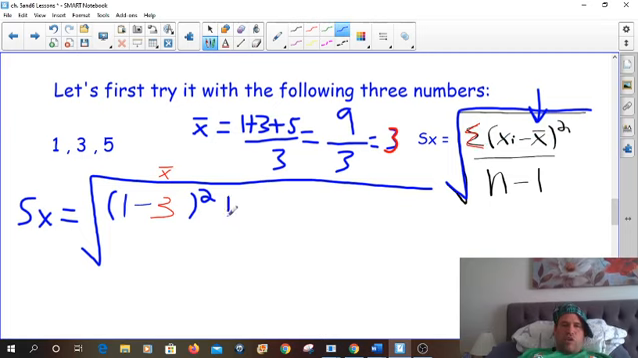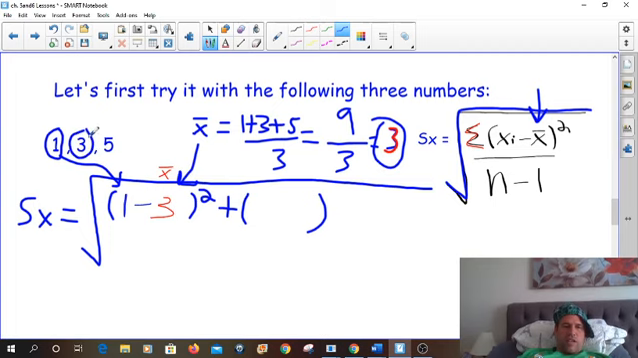Next, we're going to do a plus, and then the next data value. Where did we get this 1 from? We got it right here. The average, which is 3, went right there. Then the next number is 3, so 3 goes here. 3 minus a different number 3. Remember, that different 3 is the average.